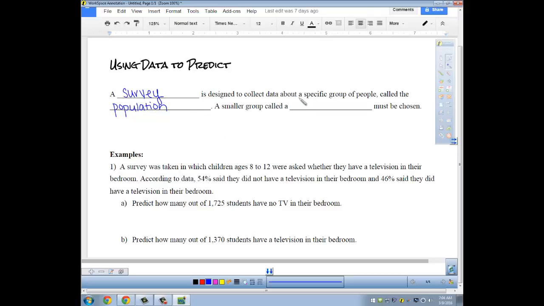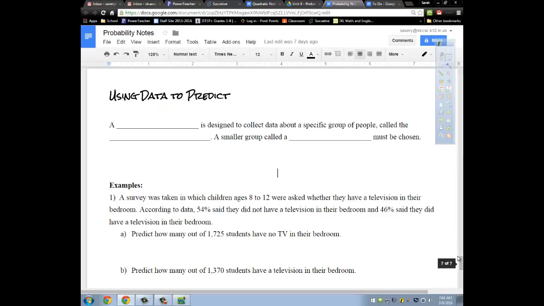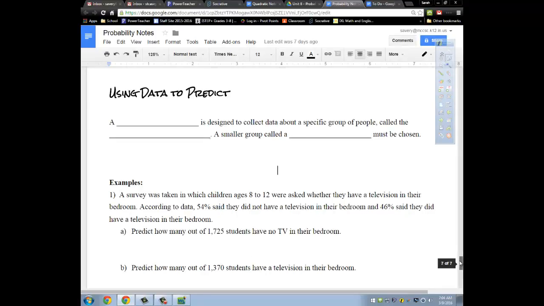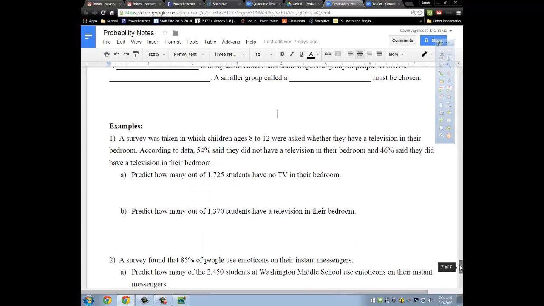A smaller group is called a sample. The sample must be chosen. So maybe after you surveyed everyone in the class, maybe you only wanted to look at what girls answered. So if you were to do that, girls would be your sample. Now we're going to be using stuff with percent. So hopefully you remember how to do percents, but if not, I will remind you.